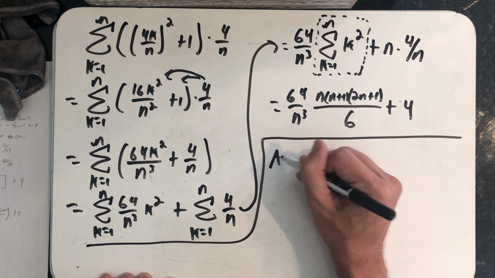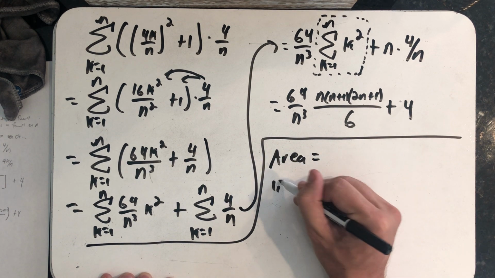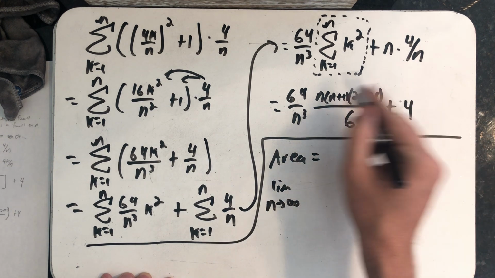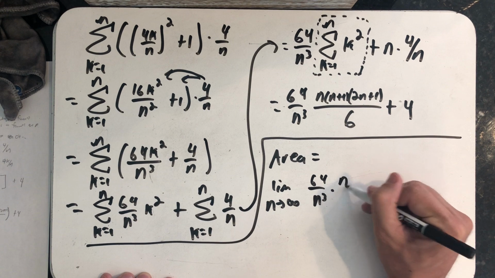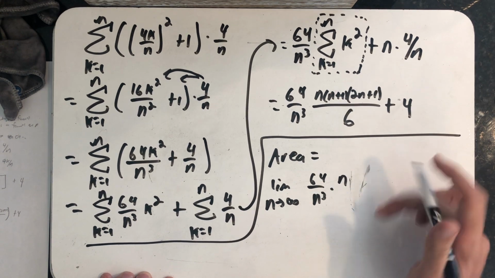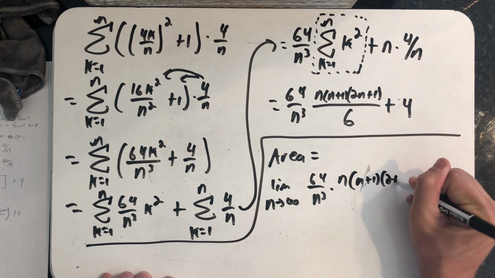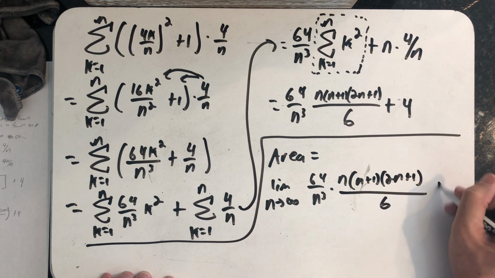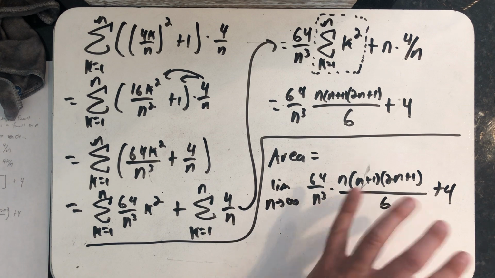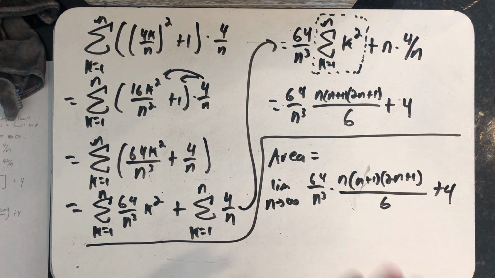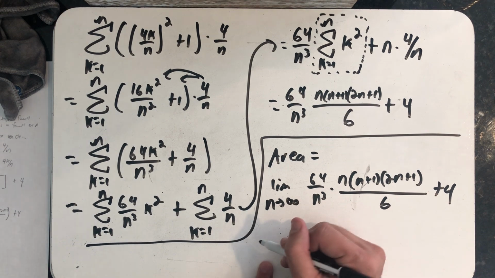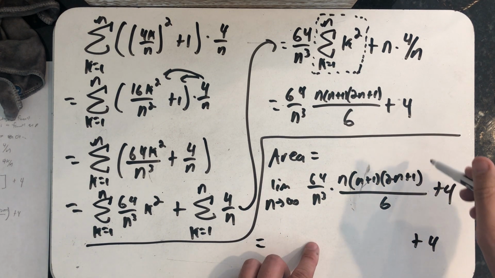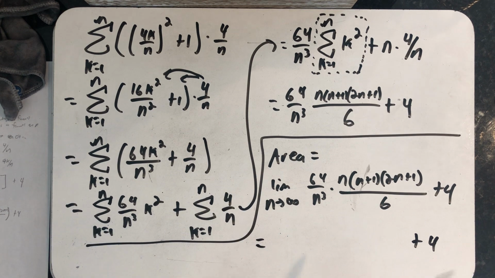So finally, the exact area under that curve should be the limit as n approaches infinity of this: 64 over n cubed times n times n plus 1 times 2n plus 1 all over 6, plus 4. Now, the only variable here is n. I look at this and this is a rational function on the variable n, right? I can go on and do part of it: the limit as n approaches infinity of this plus 4 part will just be 4. So now I just need to think about taking the limit of this first part.